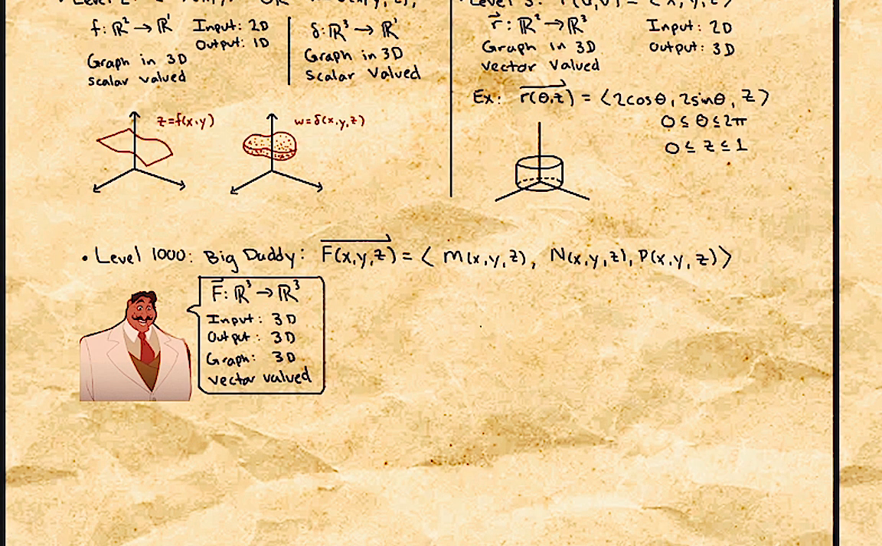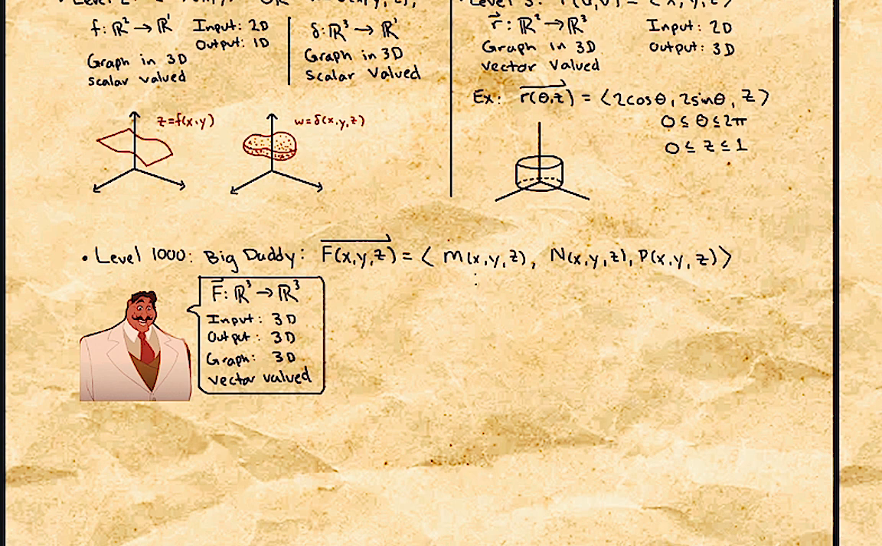We jump from level 3, boom, all the way up to level 1000. We've got the Big Daddy here. Big Daddy is a vector valued function with three inputs. For each coordinate x, y, z, for each point in space, there is a vector. This vector is a function.